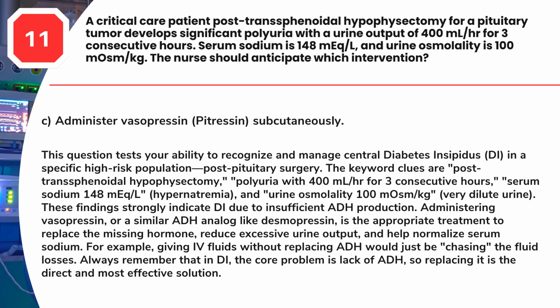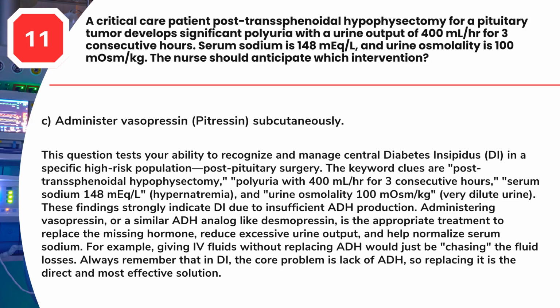Answer: C. Administer vasopressin, Pitressin, subcutaneously. This question tests your ability to recognize and manage central diabetes insipidus, DI, in a specific high-risk population, post-pituitary surgery. The keyword clues are post-transsphenoidal hypophysectomy, polyuria with 400 milliliters per hour for 3 consecutive hours, serum sodium 148 milliequivalent/L, hypernatremia, and urine osmolality 100 mosm/kg, very dilute urine. These findings strongly indicate DI due to insufficient ADH production.